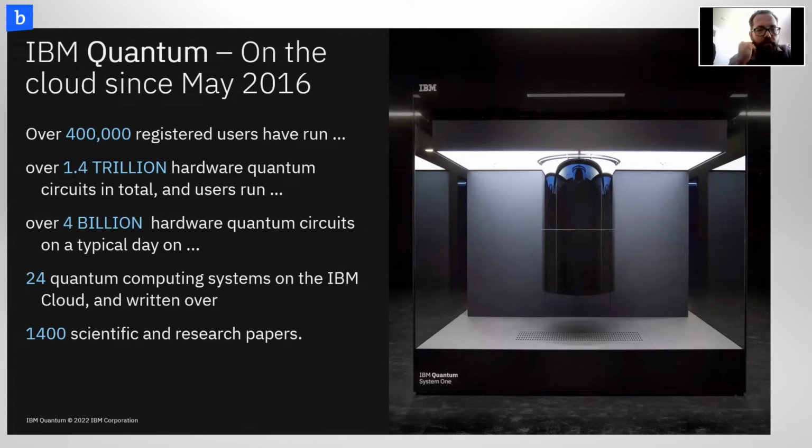So quantum computing is actually not an island of a few people who can work with it, because since we opened up our IBM quantum systems in 2016, we have already over 400,000 registered users, which have run 1.5 trillion actual quantum circuits, and over 4 billion hardware quantum circuits are executed on a typical day. We have around 24 systems. That depends on how many are just commissioned. So some go out and some new ones replace them. At the moment there are actually 22, but usually we are in the order of 24 systems which are online for usage outside of IBM, so for the general public.